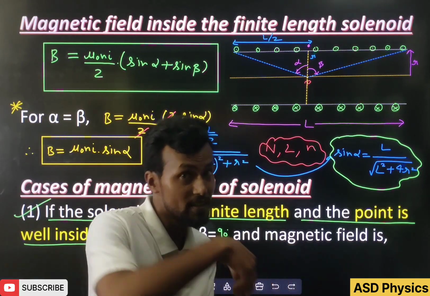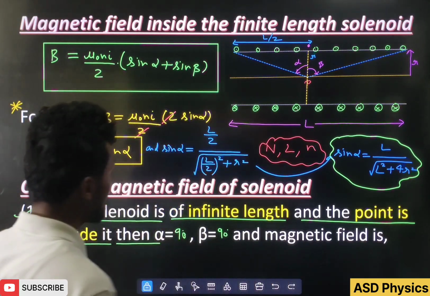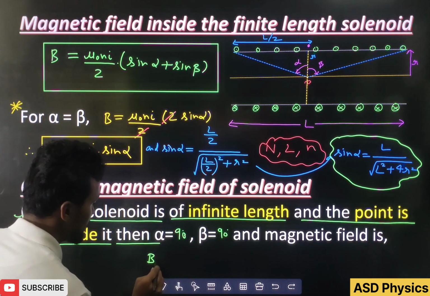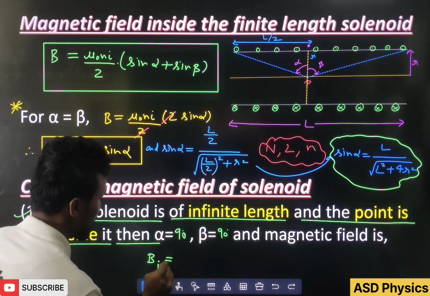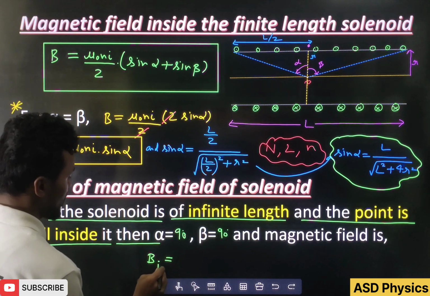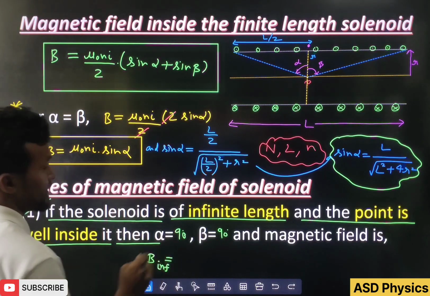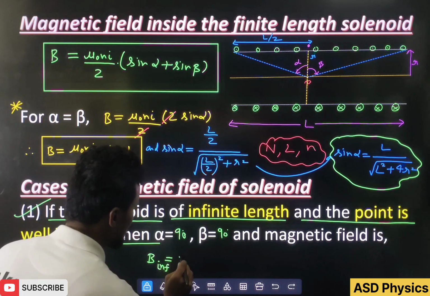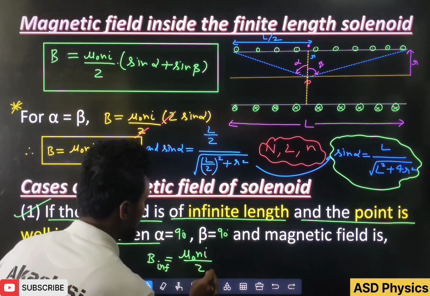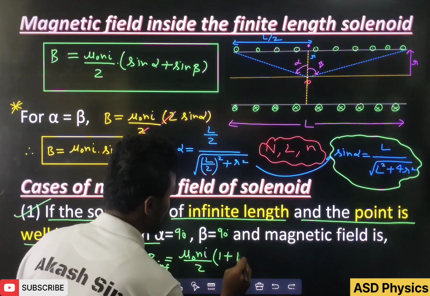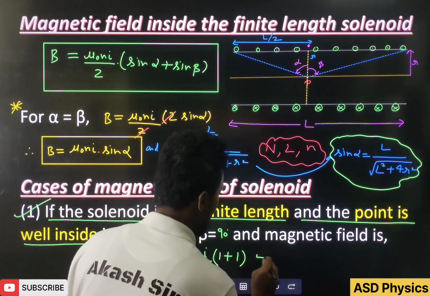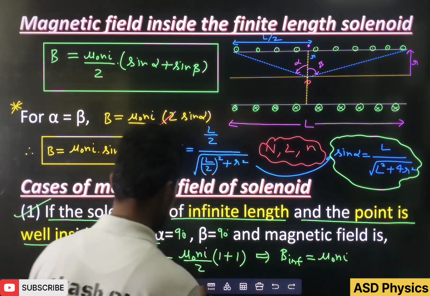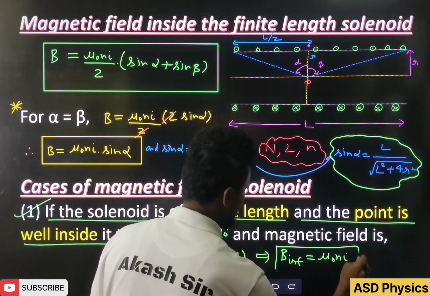Semi-infinite means one side infinite, but the other side finite. So alpha is 90, beta is 90, then what will the magnetic field be? We can write B for the infinite solenoid, B infinite. Alpha is 90, beta is 90, sine 90 plus sine 90. I write mu naught Ni by 2, sine 90 is 1, one more sine 90 is 1, so 2 by 2 cancels out. So B infinite will be mu naught Ni. I have told you this before, remember this.